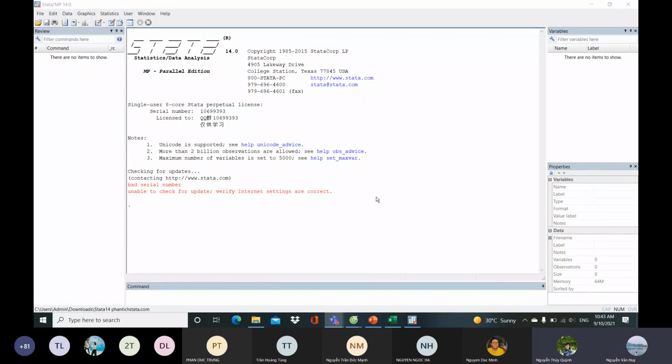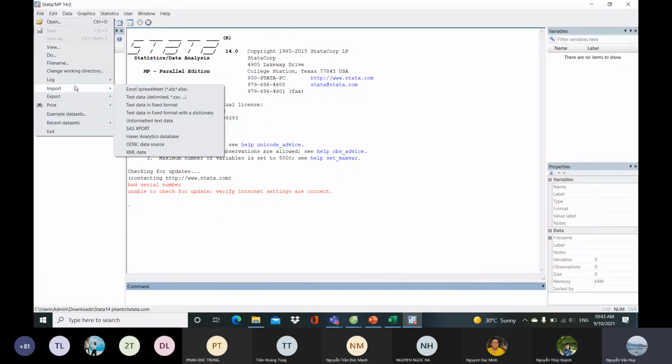Okay, I can see it now. I'm back. Can you see my screen? Yes. First, I will import the data.